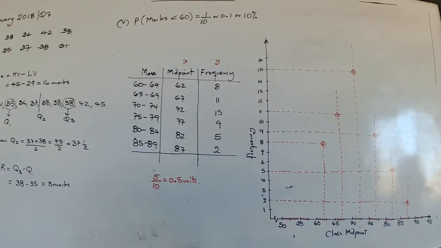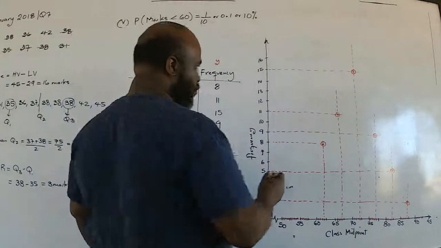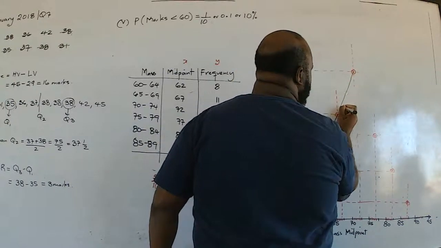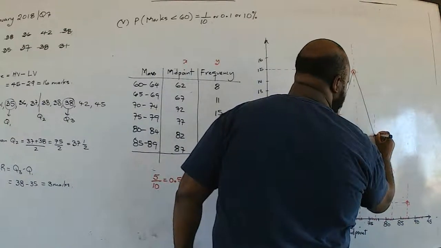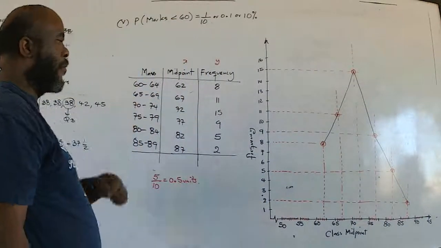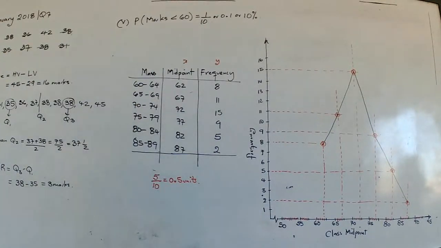Now that we've plotted all the points, the next thing we need to do is connect the points. You're going to connect the points in order using a ruler. Now, the only thing that remains is this. Where do we start and where do we end the frequency polygon? Can you stop a second and look, please?